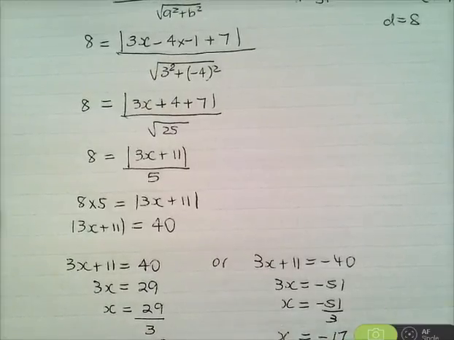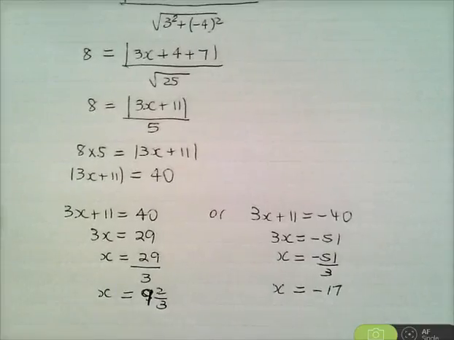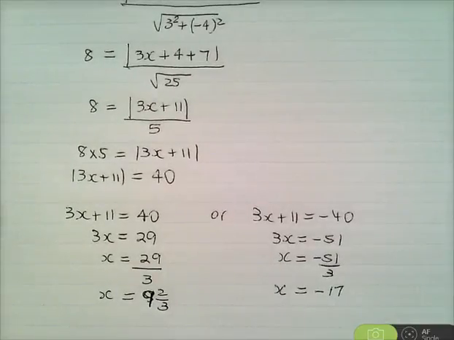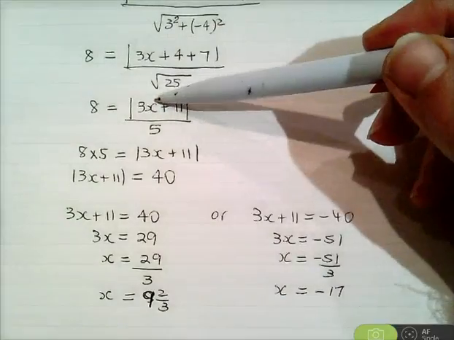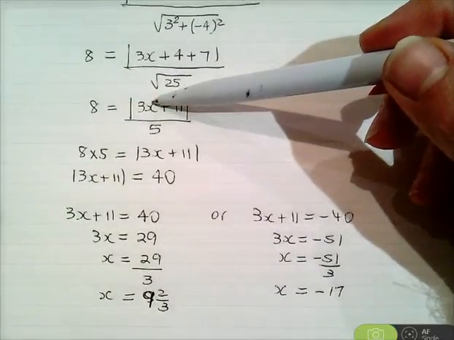Okay, so we get that x is either 9 and 2/3, or 29 over 3, or that x is negative 17. Okay, now we can just check those answers. So if we get that x is negative 17, 3 times negative 17 is negative 40.